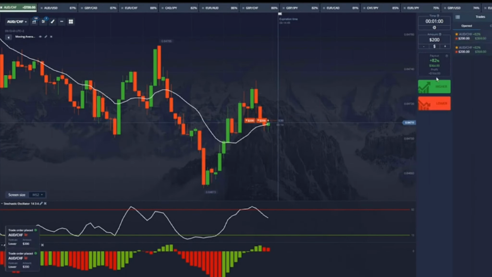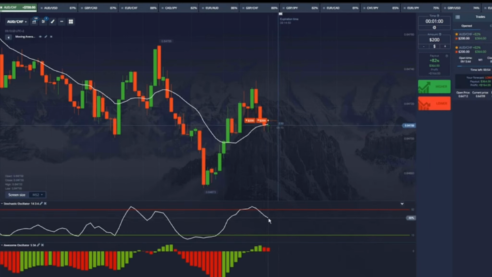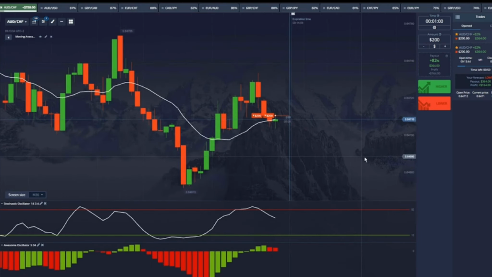Placing trades with the 1-minute strategy follows simple and easy entry conditions, and if you follow them you will make profit, but note that you won't win every trade and you will need a money management plan as well.